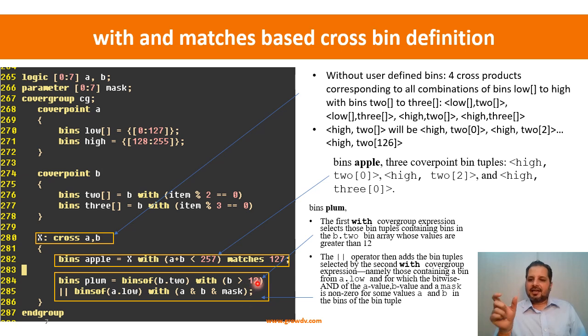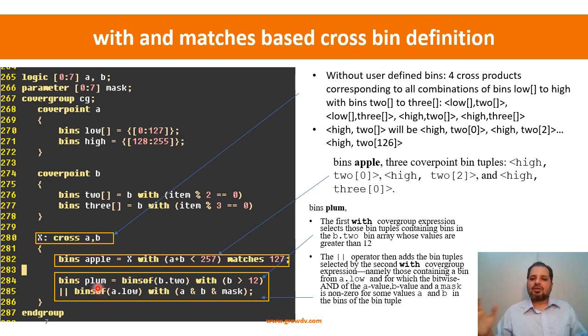What it means is that in that tuple that gets formed, the value of the b element that gets used should be greater than 12. So if it contains 14, 16, 18 and so on, those particular bins will be included here. Or a of low. We are going to go to a and then low, which will select all 128 values, and then you will do a bitwise ANDing with the values of b. Each value of b will be ANDed with the mask. The mask value we have to define, and if that expression happens to be true, then those bins will also get included as a part of the plum.